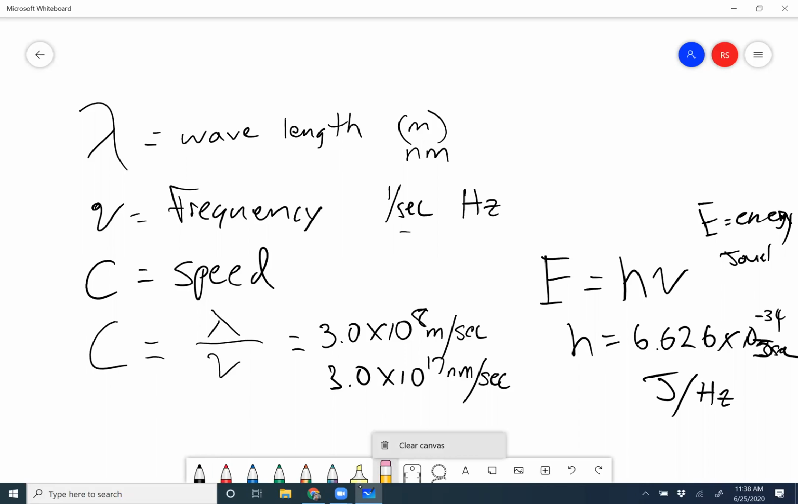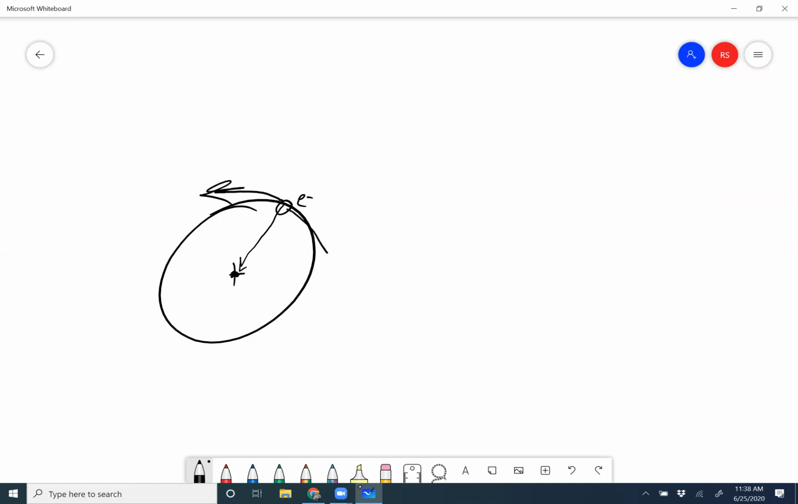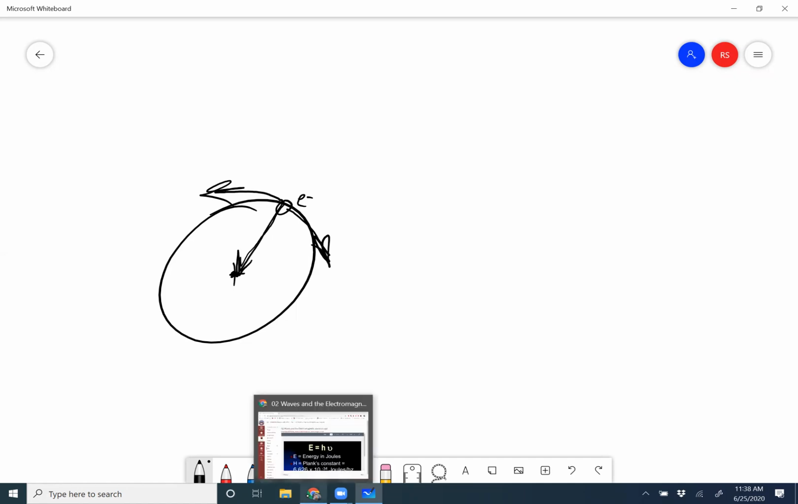So why did we learn all that? Well, it turns out that if we're talking about atoms, and here's our nucleus, the electron out here is being pulled towards the nucleus, but it doesn't fall into it. So it must be traveling in a direction that is counteracting this force, or basically an orbit.